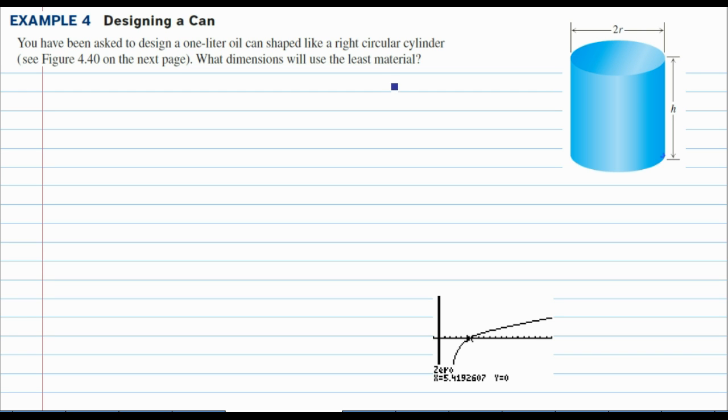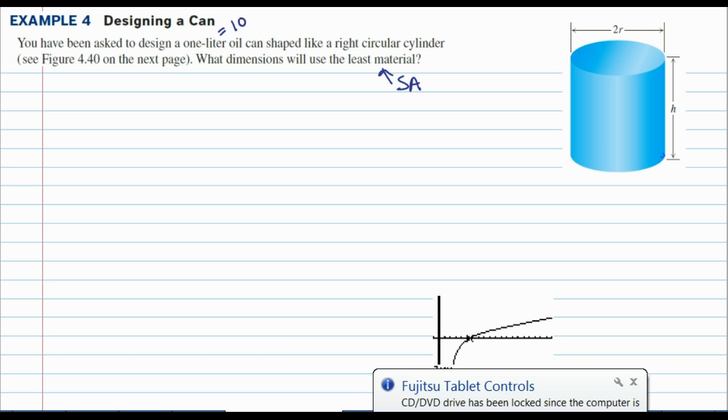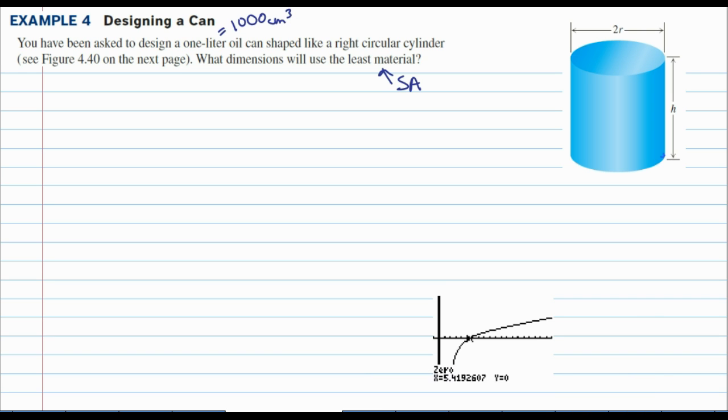So we're talking about surface area. And as far as surface area is concerned, you don't measure surface area in any version of liters. So I'm going to change this 1 liter to 1,000 cubic centimeters and work with that instead. So I want the surface area of this can, which is going to be the top and bottom, so 2πr², plus the circumference times the height to get the rectangular wrap around the can.